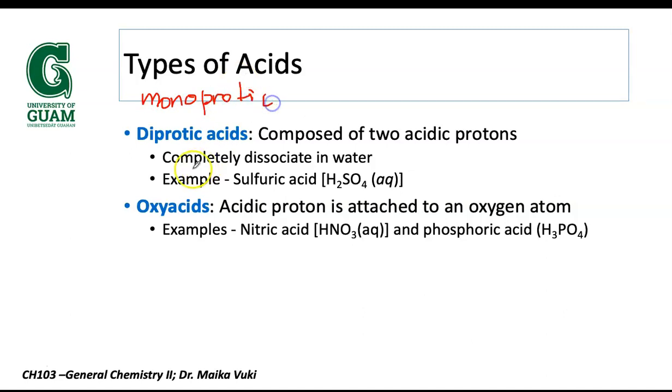Monoprotic acid. So for two protons is diprotic. An example of that is H2SO4. And you have other acids, a group of acids called oxyacids. These are acids that have oxygen bound to a central atom, and then also an oxygen bound to the hydrogen. So examples of these are nitric acid, phosphoric acid, and also sulfuric acid. These are all oxoacids.